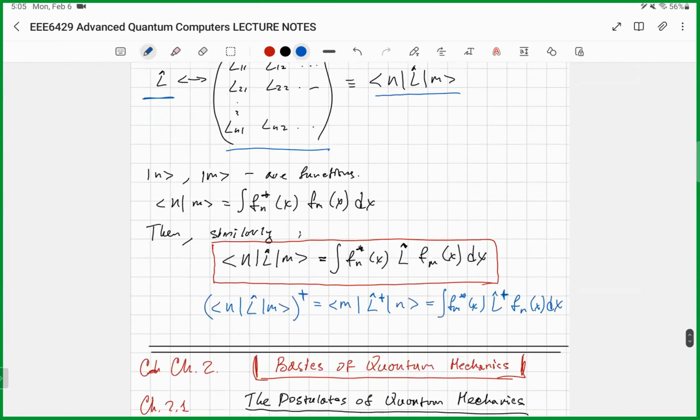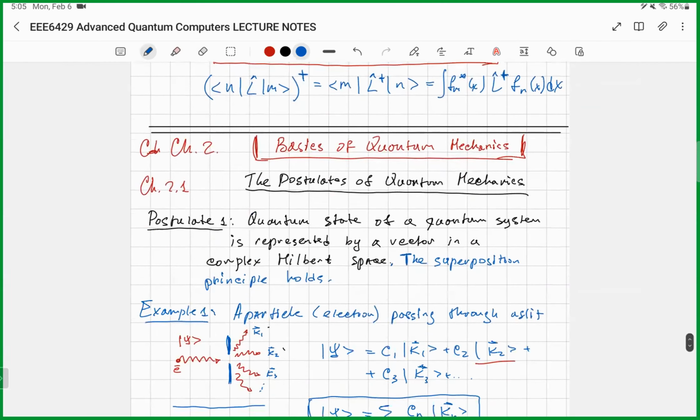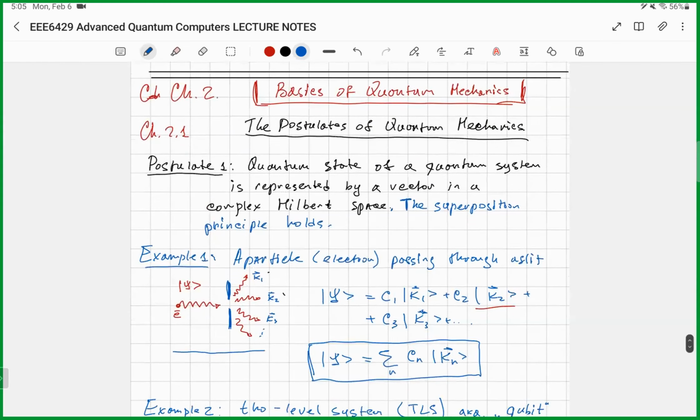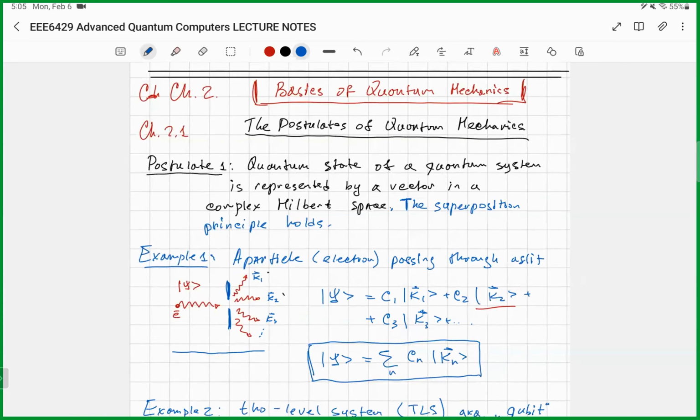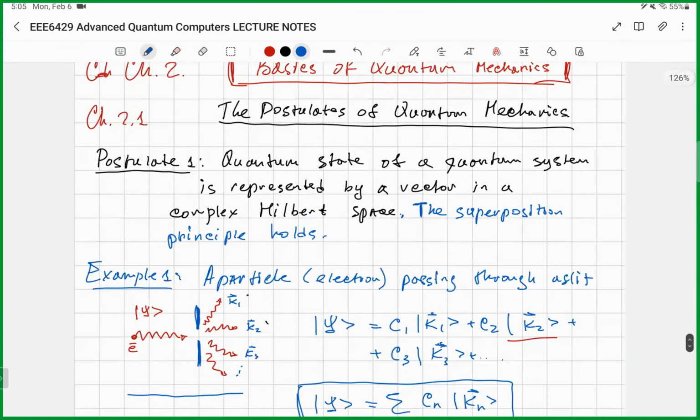So we finalized the linear algebra and then started discussing these basics of quantum mechanics. And we said that we're going to discuss quantum mechanics in the form of several postulates. And the first postulate was that the quantum state of a quantum system is represented by a vector in a complex Hilbert space, and that in this space the superposition principle holds.